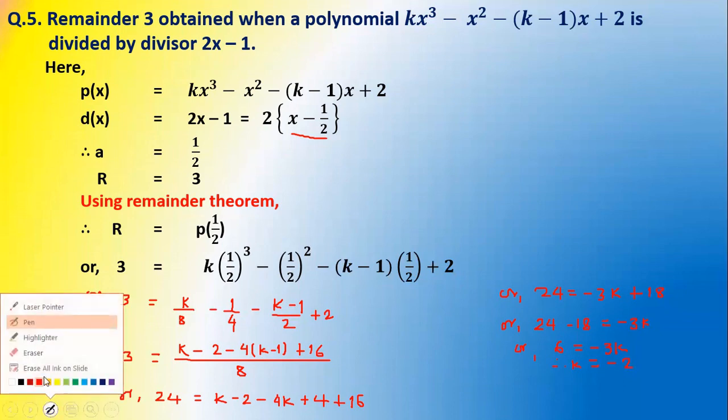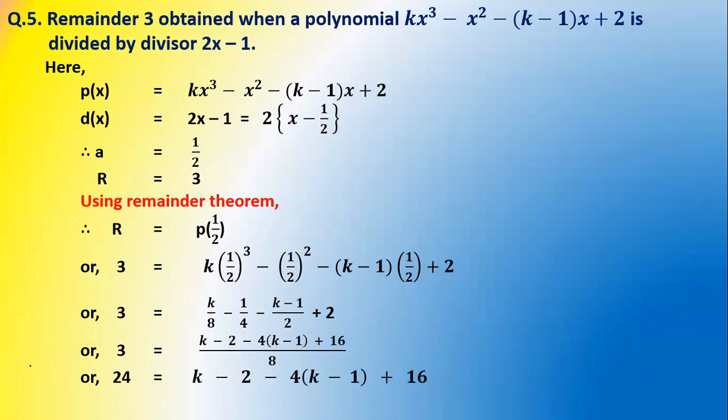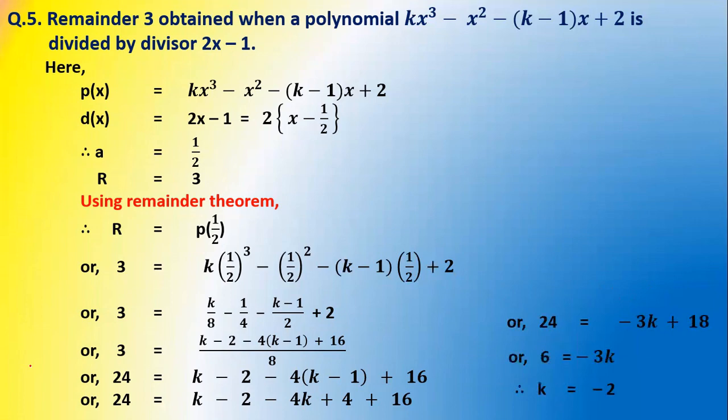The same thing I would like to show you through the formal process also. As you can see here, I have simplified all the things. I have taken the LCM of 8 and done cross multiplication, and after simplifying the RHS part, eventually we got the value of k as minus 2. So with these 5 examples we have discussed what the remainder theorem is and how it can be implemented, how we can apply this remainder theorem in our various calculations of the polynomial.